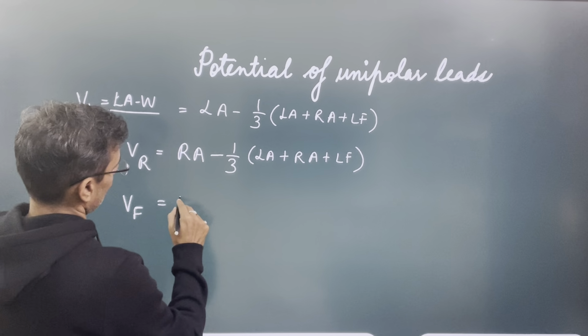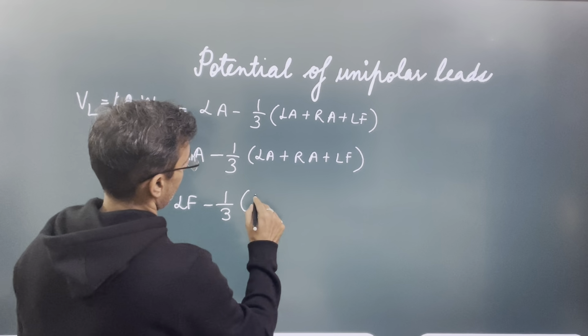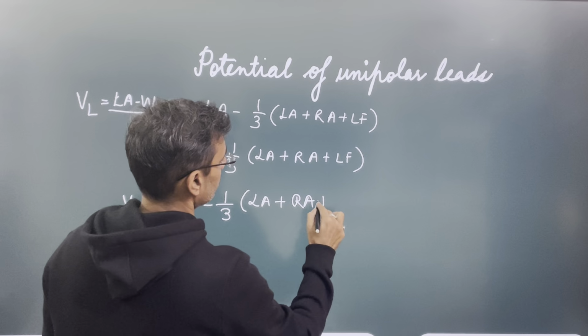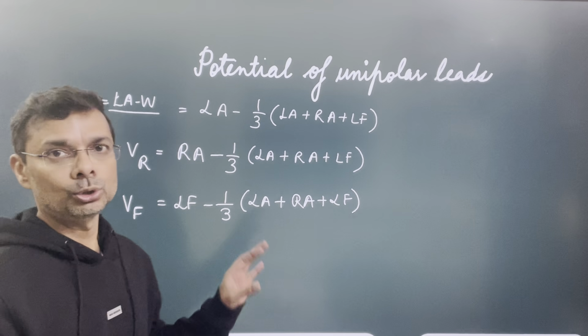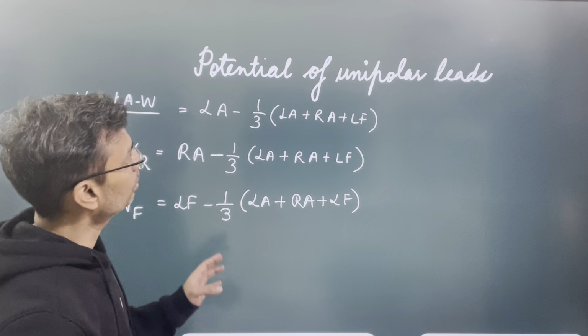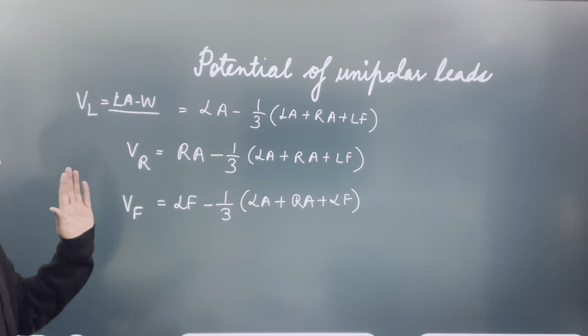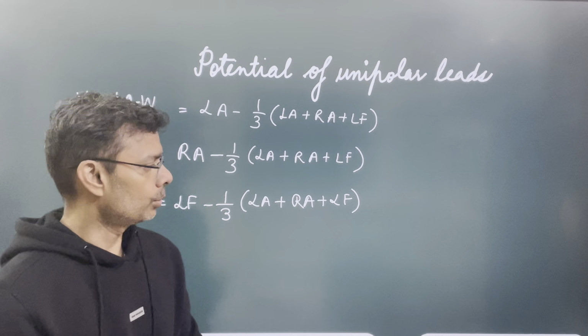VF is equal to LF minus 1/3 (LA plus RA plus LF). So these are the values of the unipolar leads. Still, we have not talked about the augmented unipolar leads. We have just found the values of the unipolar leads. Now we will find the values of augmented unipolar leads.